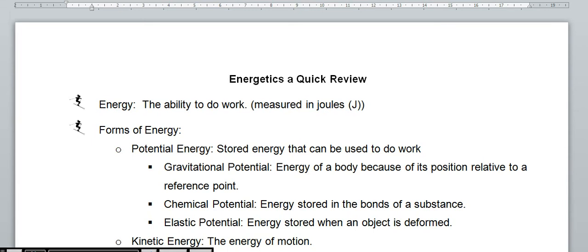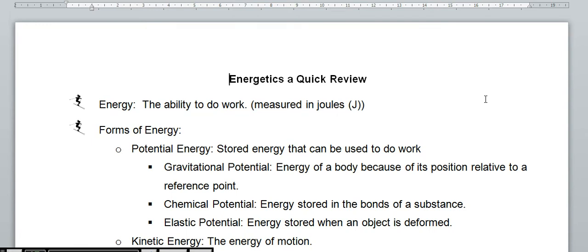Okay, welcome to the review of energetics. This is sort of the intro to the energetics unit, and we're just going to review a little bit about energy and some of the energetics type stuff that you did in Science 10, and then the next lecture we'll start to get into the energetics of chemical reactions.